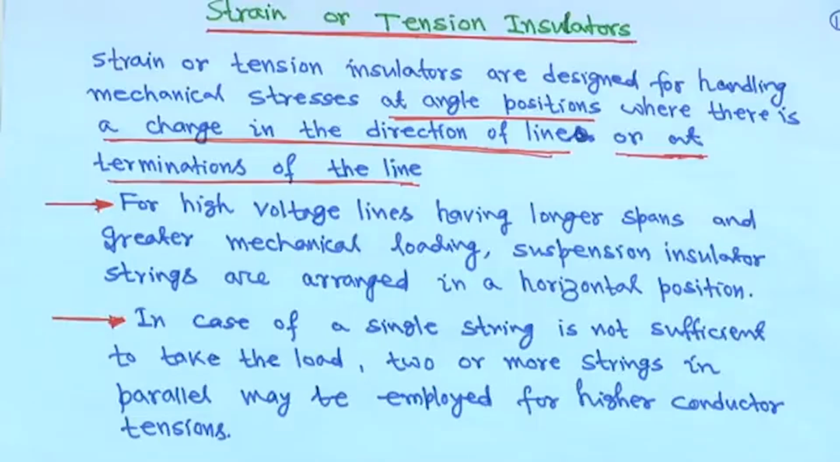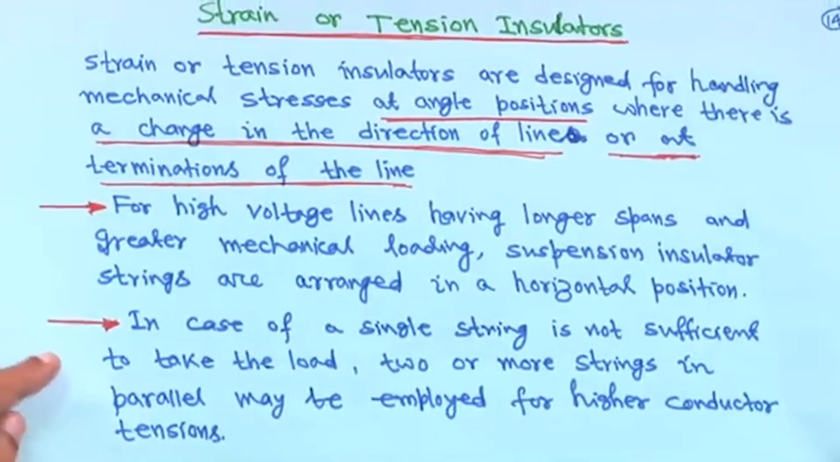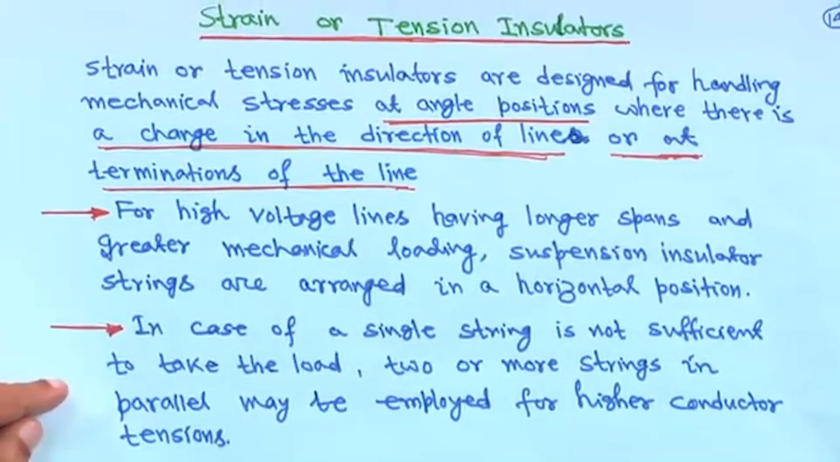So, next is the strain or tension insulators. Strain or tension insulators are designed for handling mechanical stresses at angle positions, where there is a change in the direction of the line or at the termination of the line.